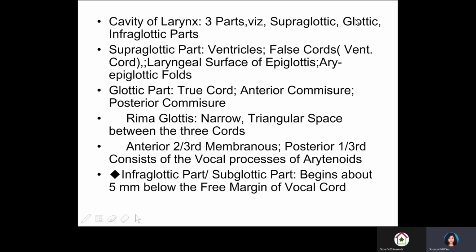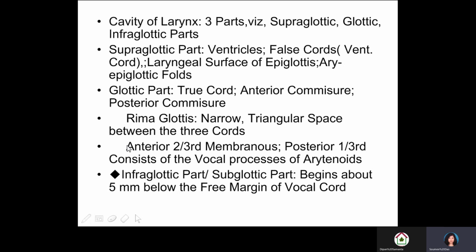Next is the glottic part. So this glottic part means the one which is near the tongue. Okay, this is known as the true cord. So this supraglottic portion contains the false cord or ventricular cord, and this glottic part contains the true cord. True cord means true vocal cord. The anterior commissure and the posterior commissure can be found in this portion. Okay, next is rima glottidis. This is a narrow triangular space between the vocal cords. Okay, so this rima glottidis is an important structure.